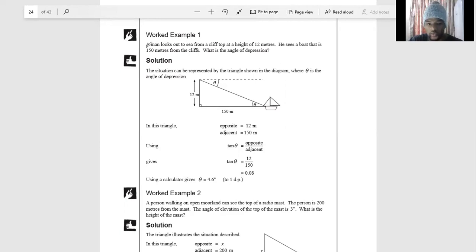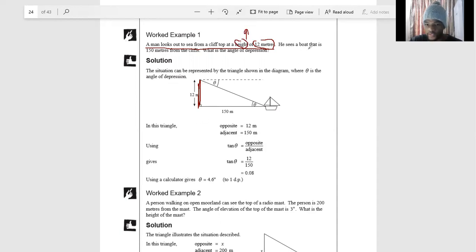So let's look at this one. A man looks out to sea, right, from a cliff top at a height of 12 meters. So in simplest terms, there's a man who's standing on top of a cliff that is about 12 meters high. So we've already drawn that. This is the cliff, right, which is 12 meters high. From this statement, the only thing that is important is this 12 meters and the height, because we know always when we talk about the height, we must go to the y-axis. So it's this vertical line.